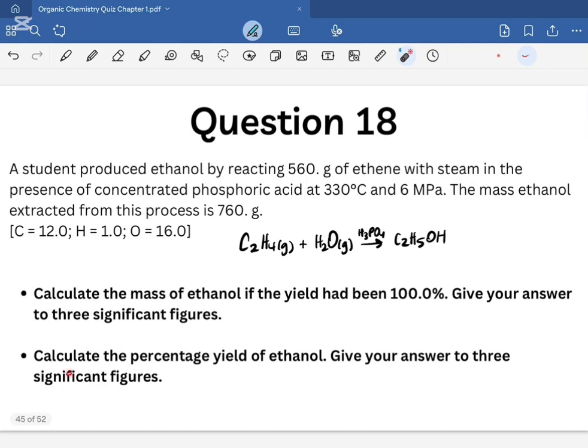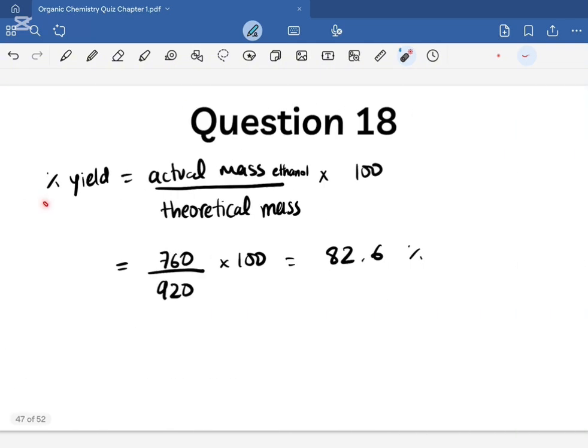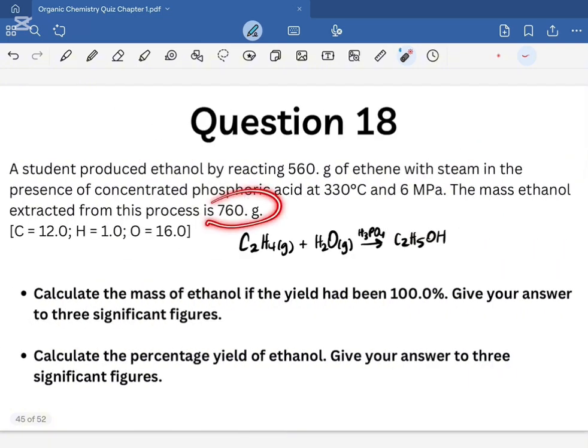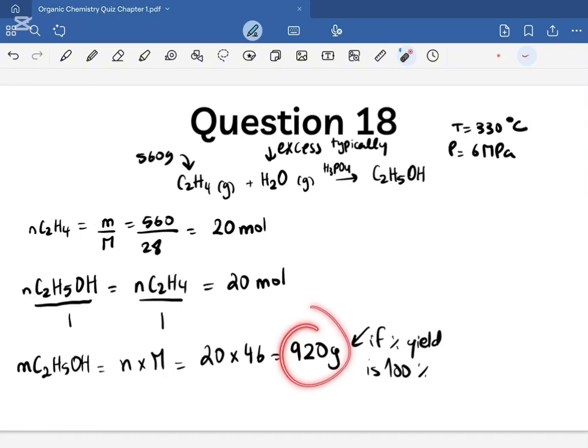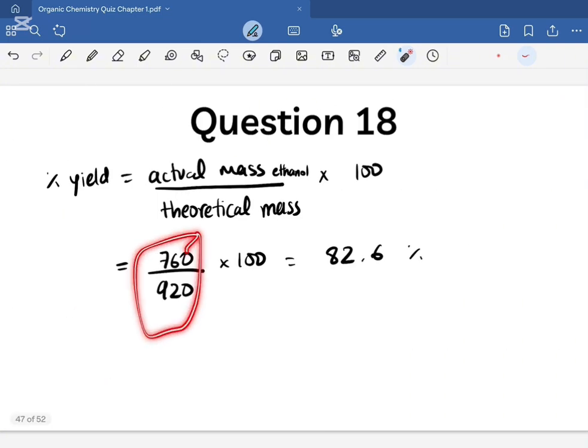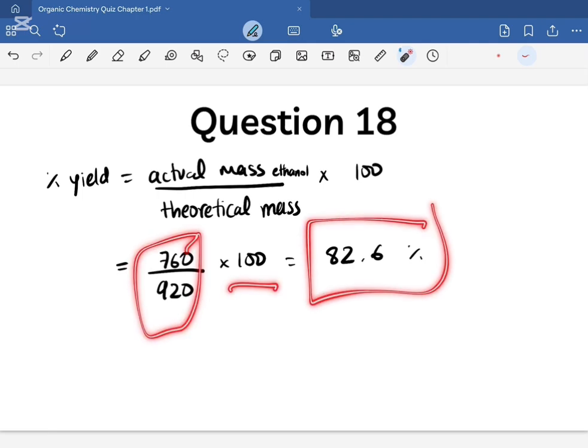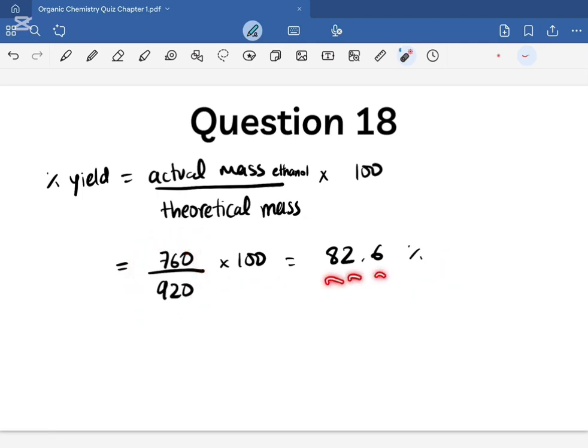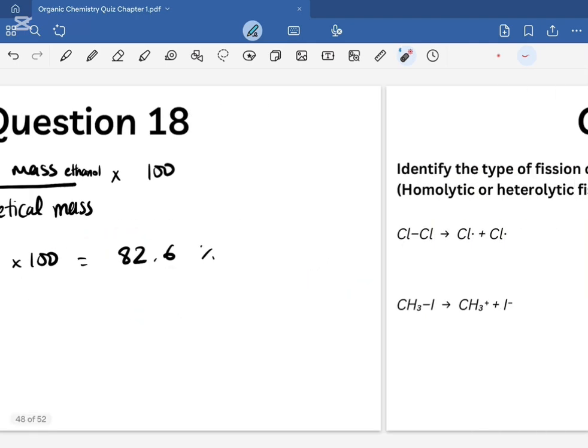Now in the next question, they said calculate the percentage yield of ethanol and give your answer to 3 significant figures. So to find the percentage yield, I have to use this formula, which is the actual mass of ethanol over the theoretical mass multiplied by 100. The actual mass that I have is 760, and the theoretical mass that I got is 920 grams. So I divide them and I multiply by 100. The answer is going to be 82.6%, 3 significant figures.